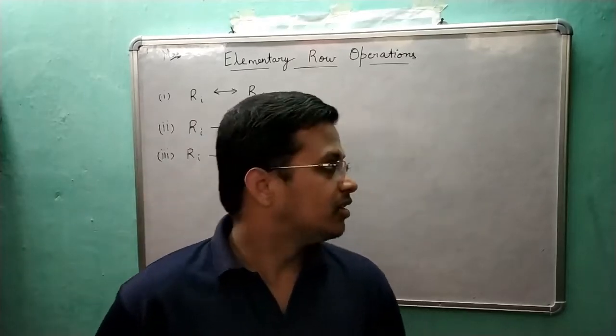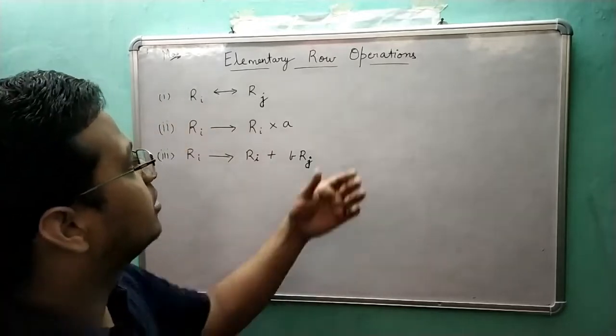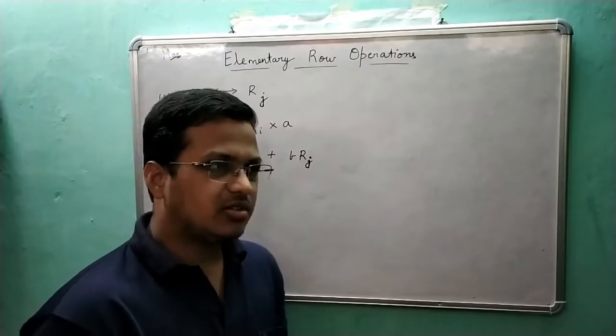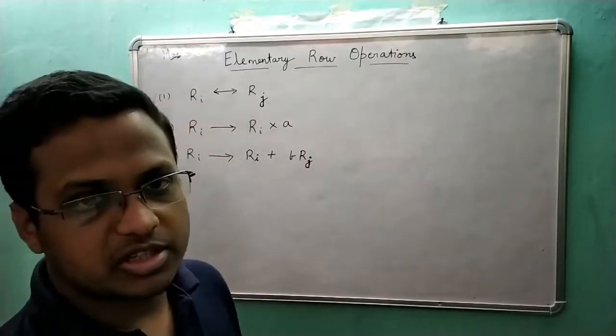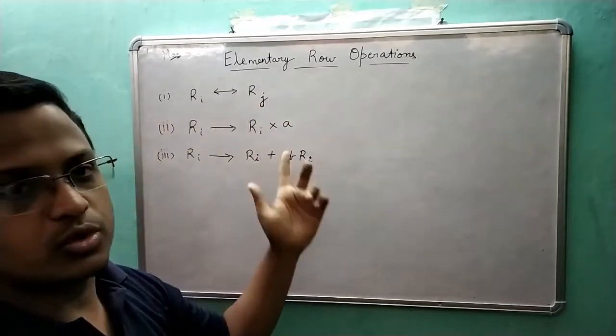Hari Om. Let us proceed to the next topic in matrices, that is elementary row operations. Here we have three different types of operations. First of them is interchange of rows.